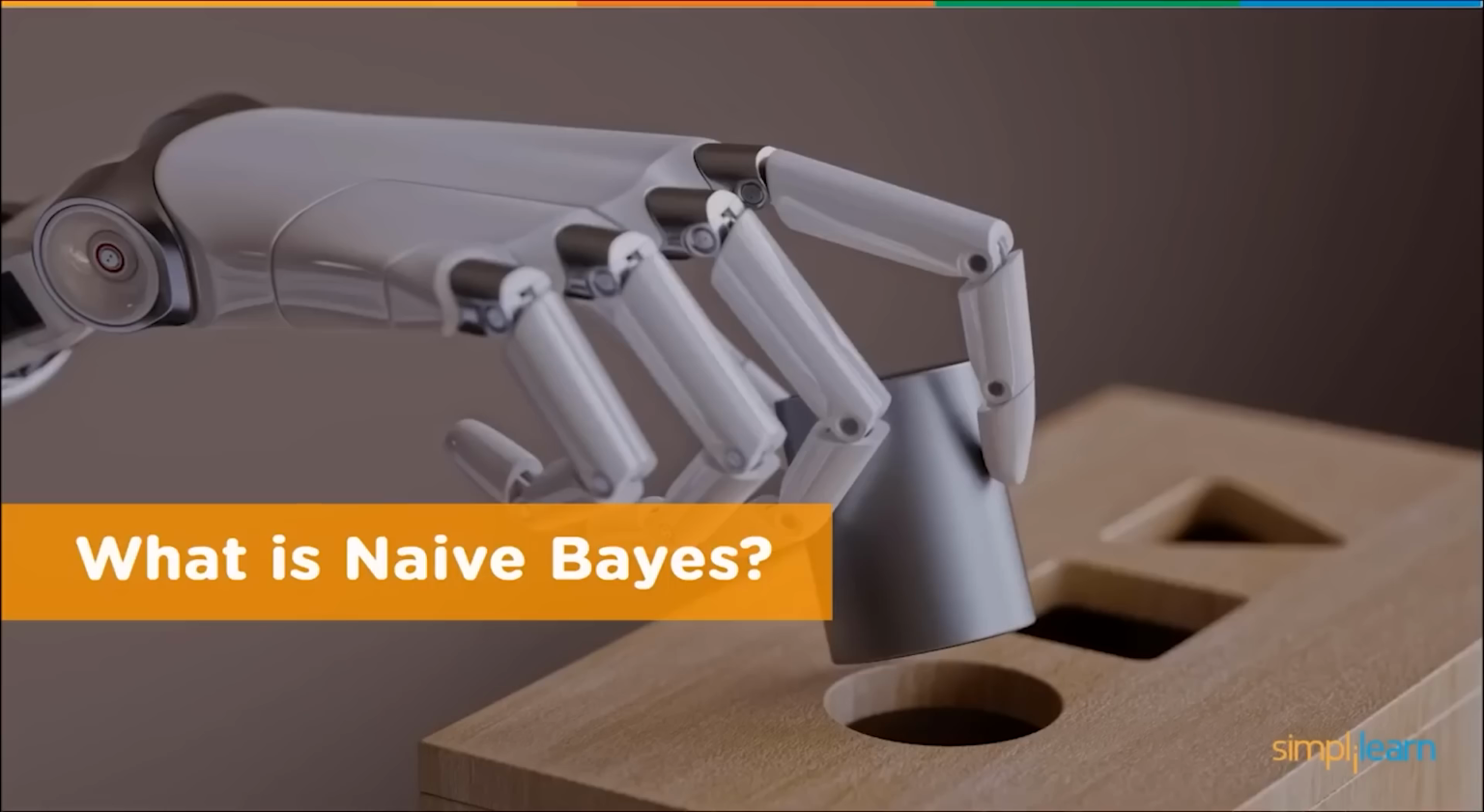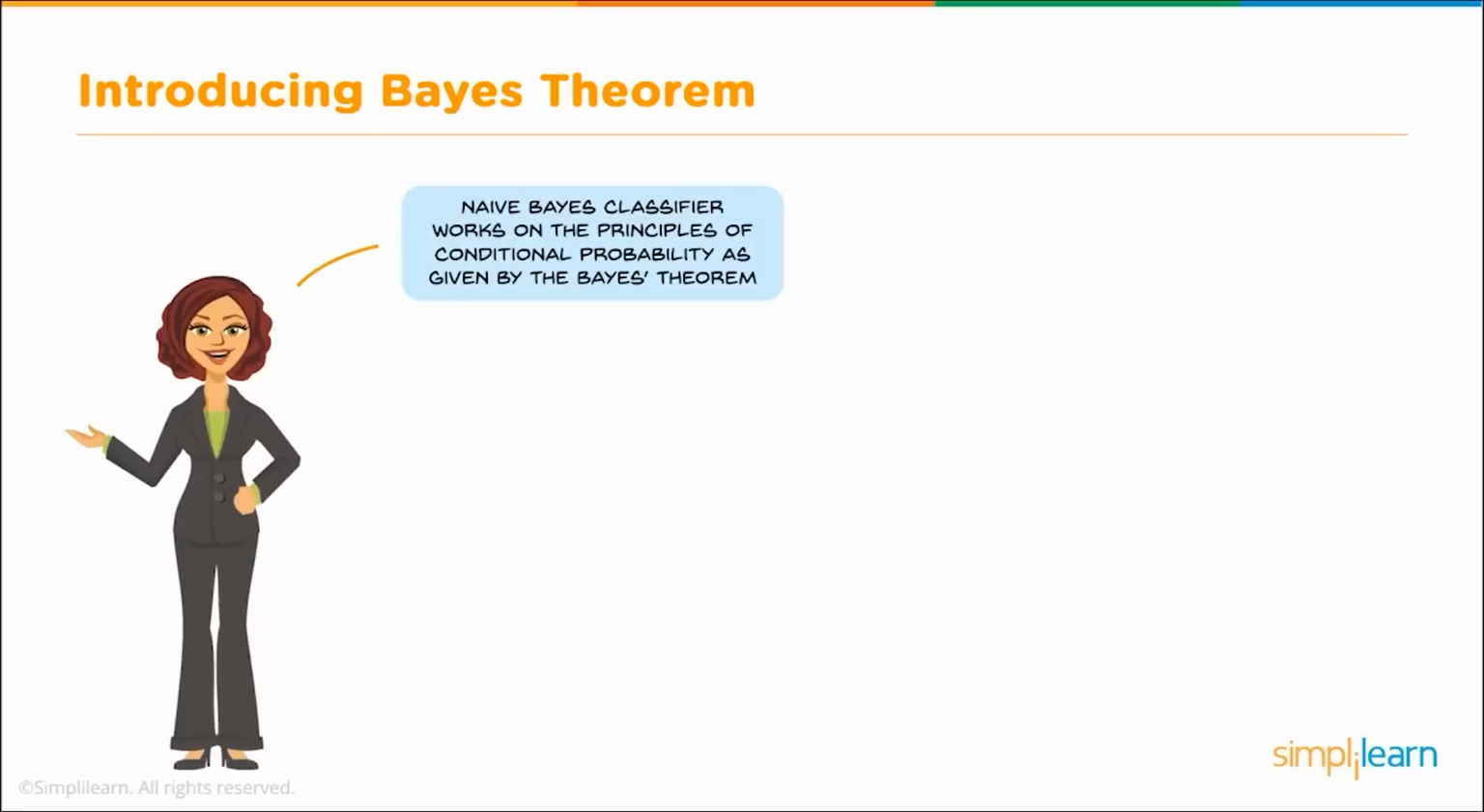What is Naive Bayes? Let's start with a basic introduction to Bayes' theorem, named after Thomas Bayes from the 1700s, who first coined this in the Western literature. The Naive Bayes classifier works on the principle of conditional probability as given by Bayes' theorem.